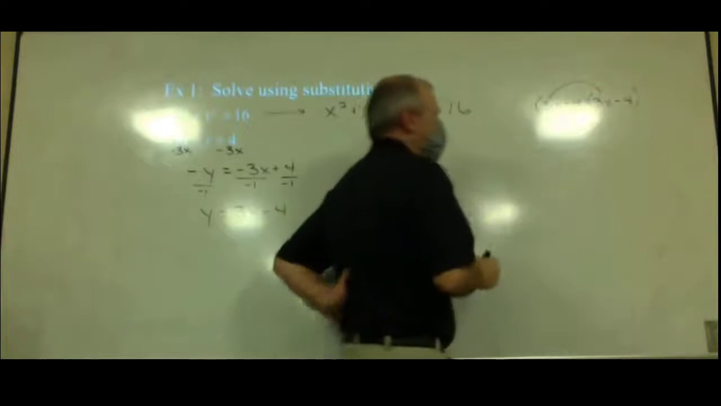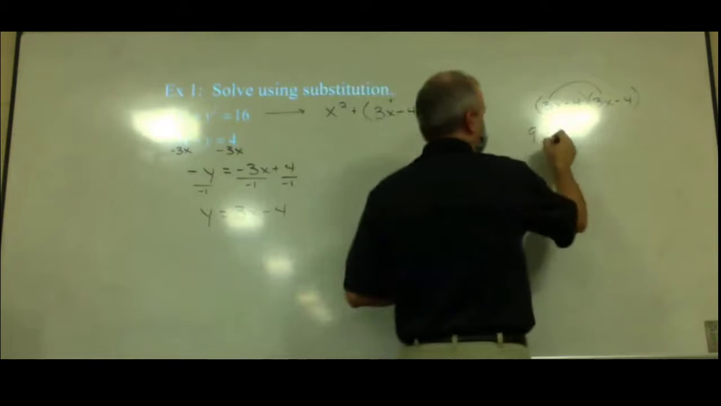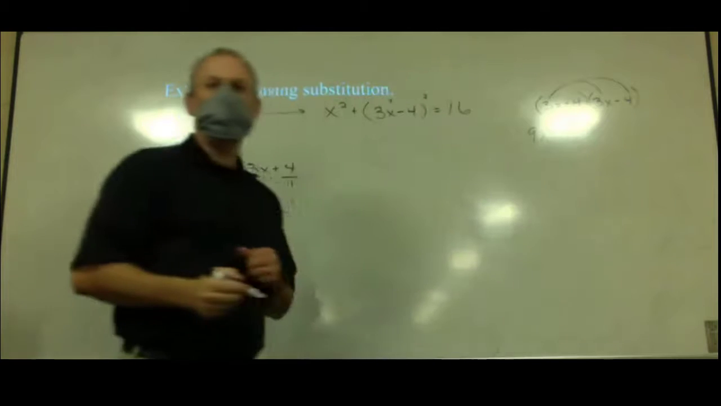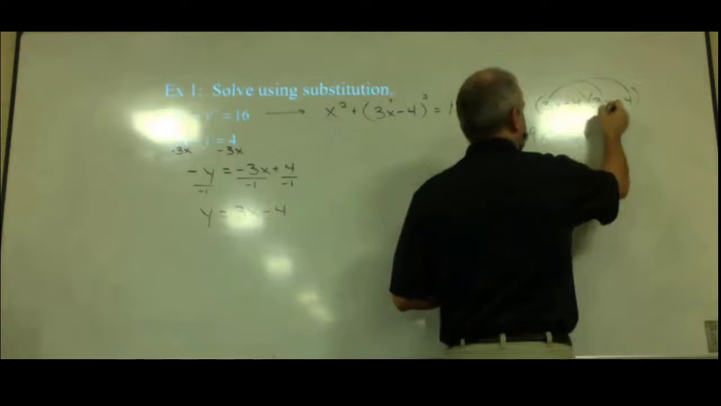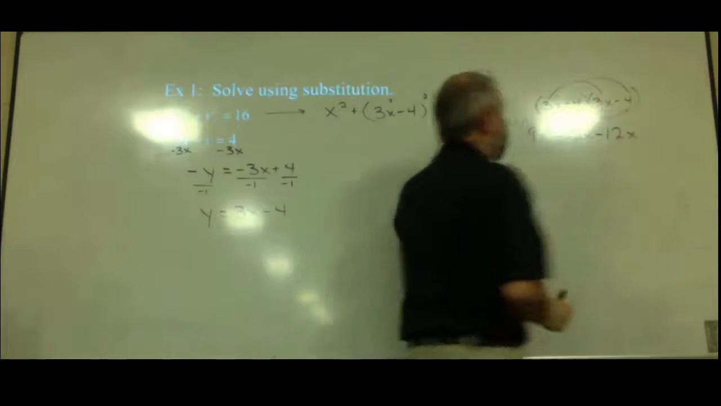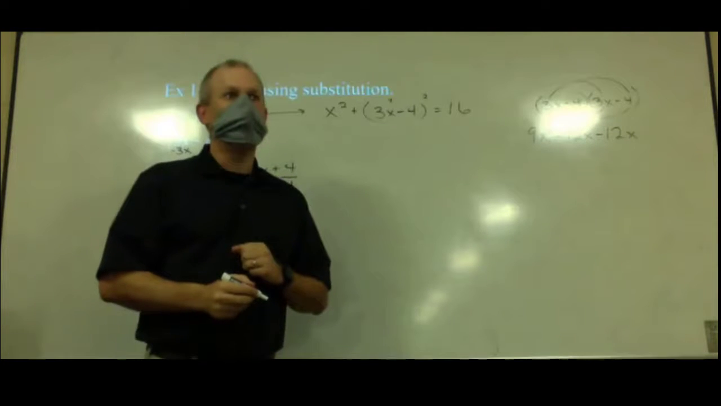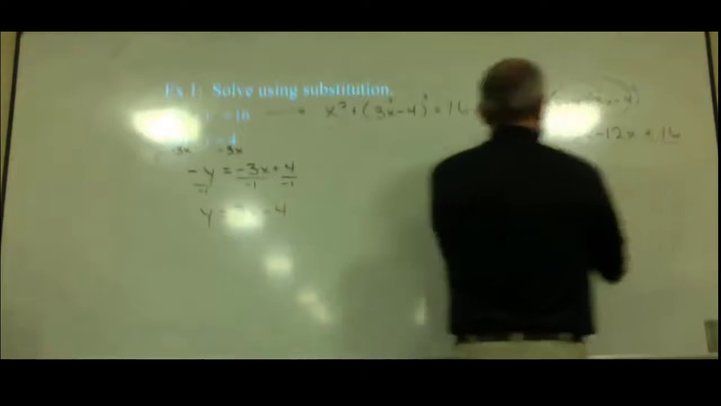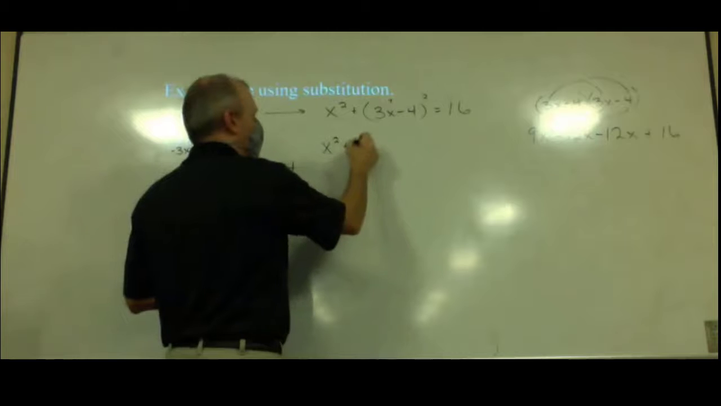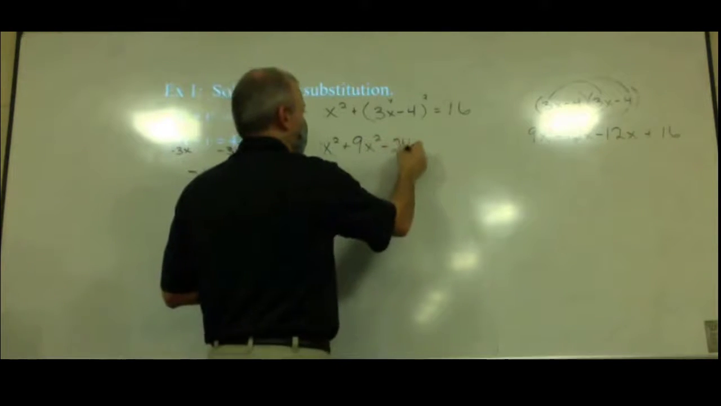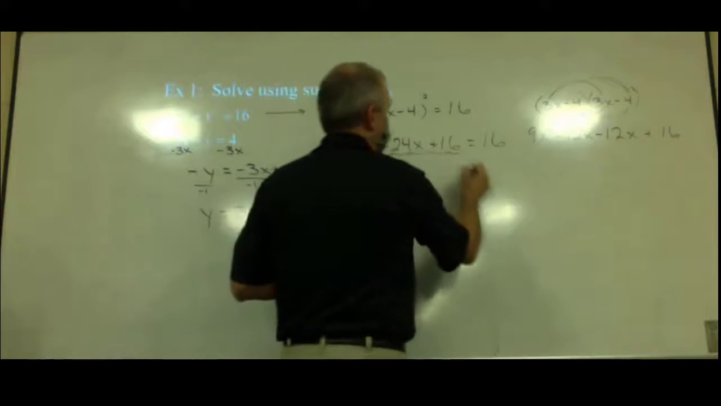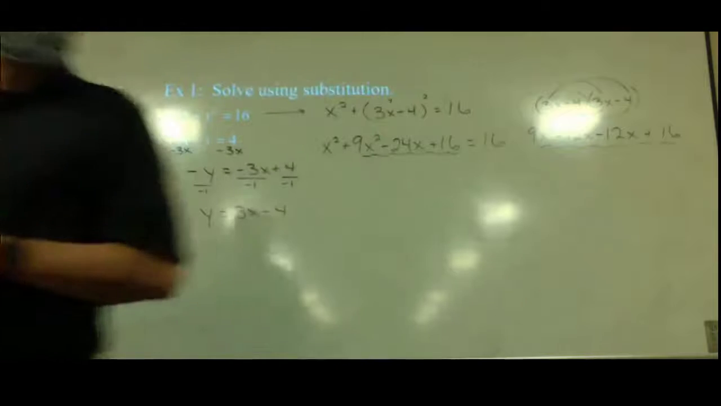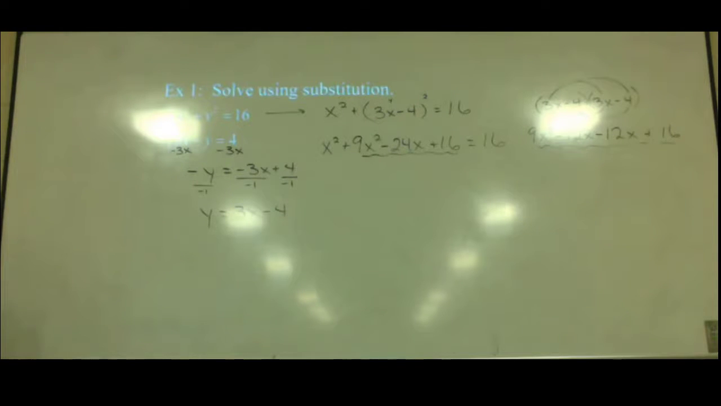And we have to distribute. So we're going to multiply 3x times 3x, and what is that? 9x squared. And 3x times a negative 4? Negative 12x. And then a negative 4 times 3x, that's going to be negative 12x again. And negative 4 times negative 4? Positive 16. So if we put that all together, let's come back over here. This is going to be x squared plus 9x squared minus 24x plus 16 equals 16. So this part right here is the part that came from over here. Okay, is everybody okay with that so far?